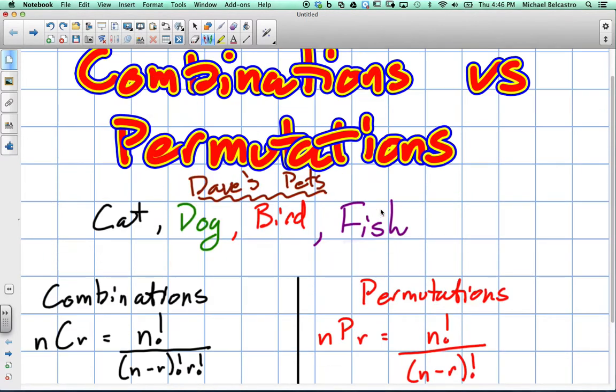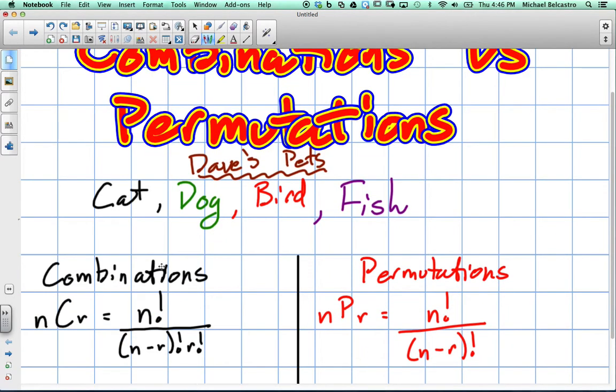Now this begs the question, is Dave looking for a combination type equation or a permutation type equation? And we should really talk about the differences between the two of them. First of all, here's our formula for a combination, and here's our formula for a permutation. N being the total number of pets. Well, let's figure that out. How many pets are there? Well, clearly he's got 4 pets, right? So his N is going to be equal to the value of 4.